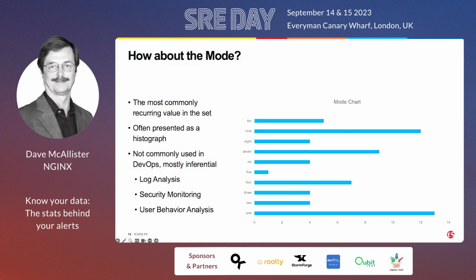Okay, mode, the last of the big three here. Most common recurring item, and interestingly enough, not usually used a lot in day-to-day active DevOps. It's inferential. We'll see this show up, for instance, in log analysis or possibly security monitoring. We'll also see it show up in behavior monitoring a lot. So this will tell you that certain things are happening recurring.